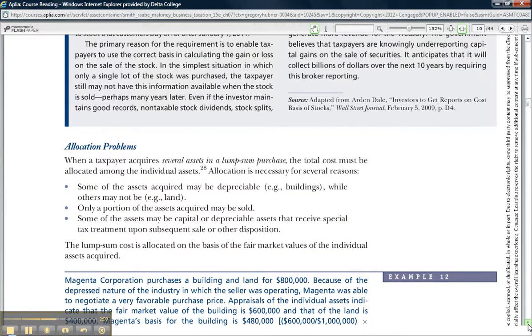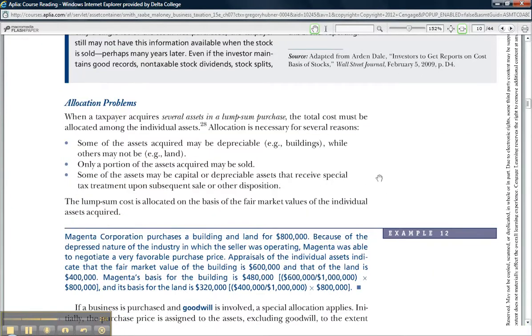Allocation problems. A lot of times this is a very common situation when a company buys another company. They buy the assets of another company, and it's a lump sum purchase. In that case, basis for each individual asset is determined by looking at the fair market value of each asset. If your purchase price for the whole lump of assets is more than the sum of all of its fair market value parts, then you have goodwill. That's what creates goodwill as a separate asset, and the excess purchase price over the fair market value of all the other assets combined is goodwill. And here's an example right here that talks about goodwill.